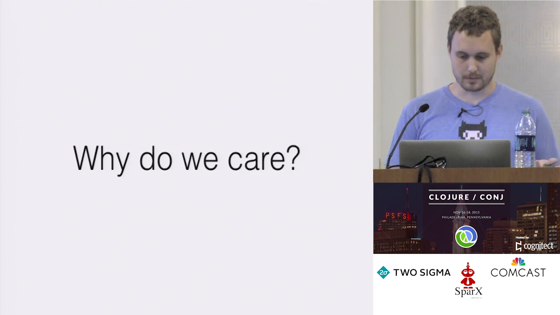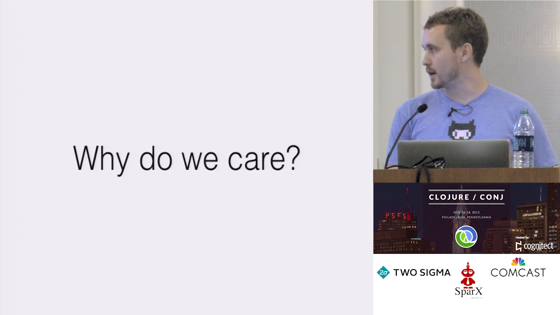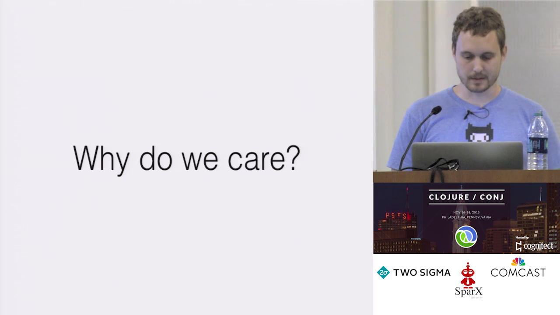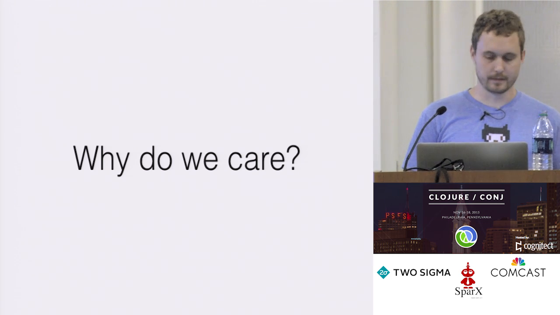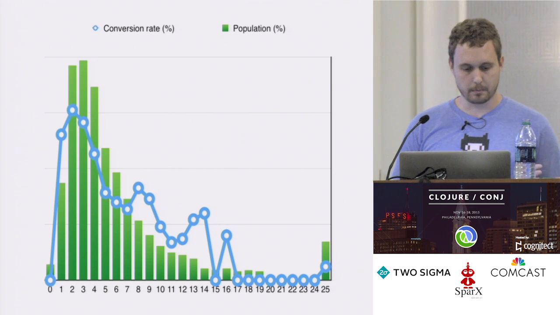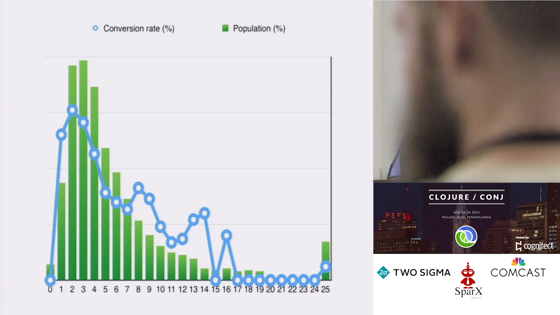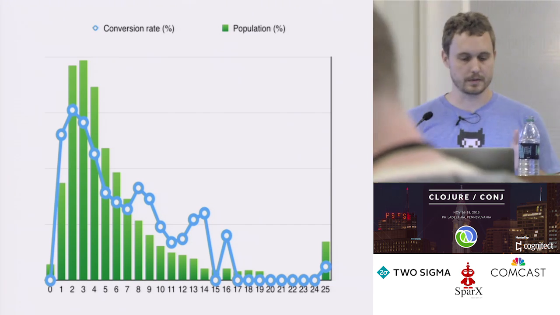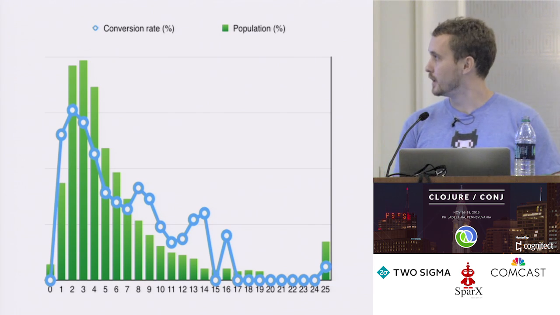So, why do we care about network speed? Why do we care about download speed of single page apps? So this is a startup I'm working with. The green lines are their page load times, and the blue line is the conversion rate for users whose page is loaded that quickly.